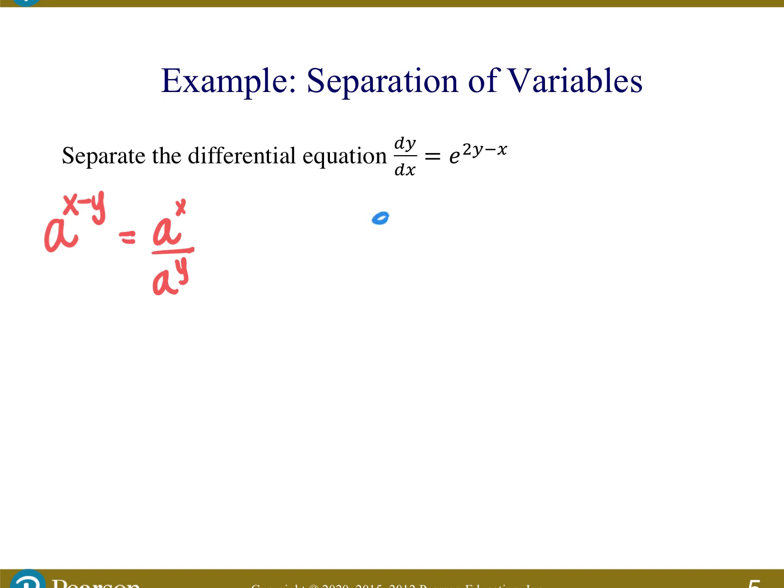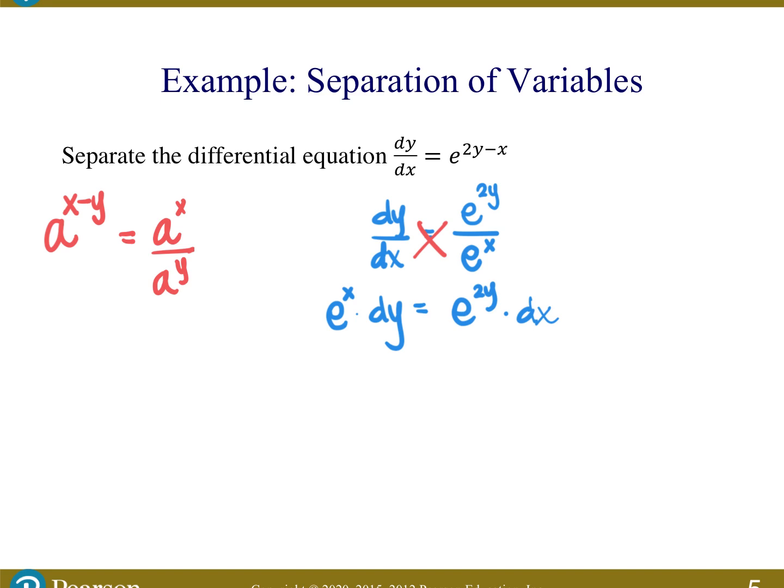So I'm going to come back to this and say, okay, dy dx is a quotient, and on the other side I can also write that as a quotient. And the quotient would have what in the numerator? E to the 2y, and then what in the denominator? E to the x. Once it's written that way, then you proceed with cross multiplication. That will give me e to the x times dy, and on the other side, it will give me e to the 2y times dx. So now I've successfully cross multiplied.